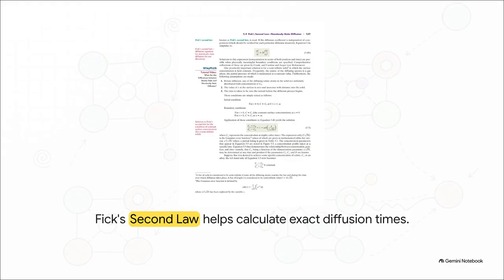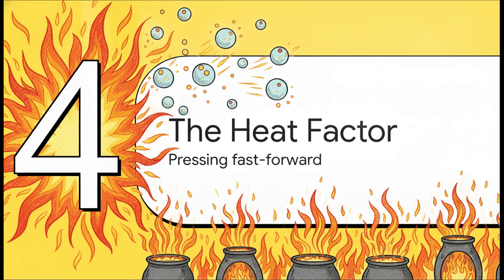And, okay, I know, partial differential equations and Gaussian error functions sound incredibly intimidating, but stick with me, you absolutely don't need to be a math major to understand what this represents. This equation is simply the ultimate cheat code. By plugging in the starting concentration, the surface concentration, and the desired depth, engineers use this exact math to calculate the precise number of hours, minutes, and seconds a piece of steel needs to sit in a furnace to harden perfectly.